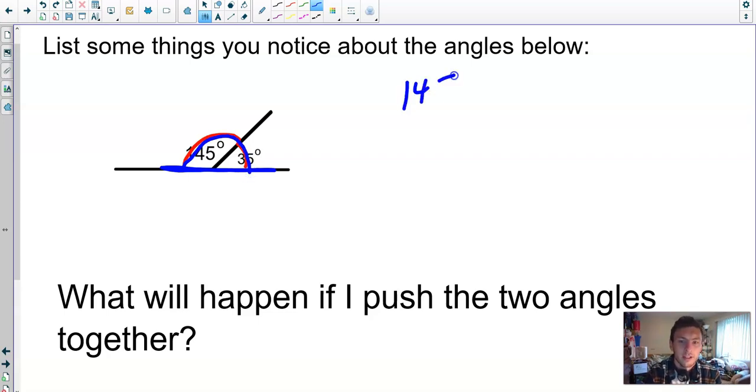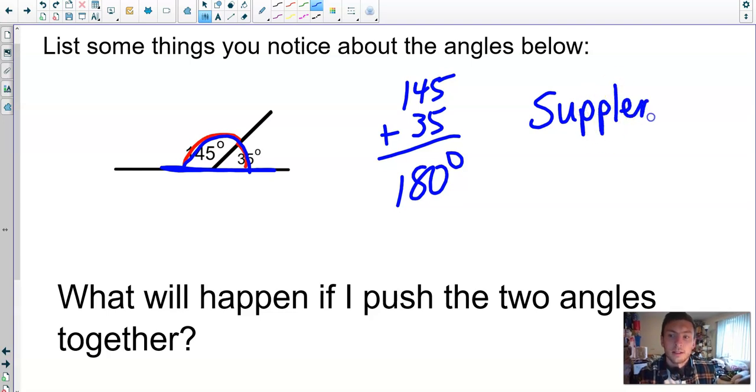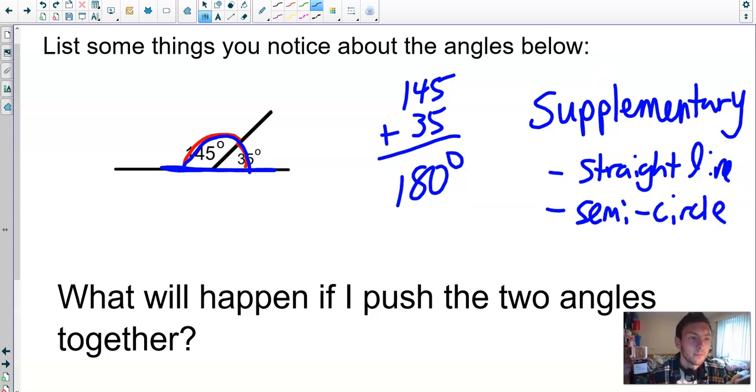What's 145 plus 35? 180 degrees. So angles that add up to 180 will make a straight line when pushed together, if you push them together in the right way, or they'll make up a semicircle. So these angles, again, are called supplementary angles because they're two angles that add up to 180 degrees. I can tell by looking at this diagram because I see a straight line and I see that semicircle. Those are my clues that these add up to 180.